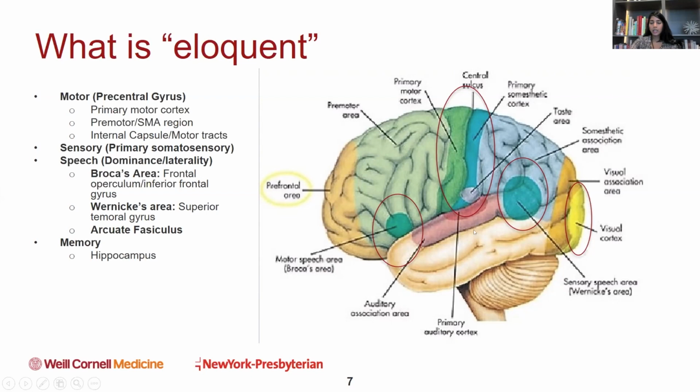So the first one is Broca's area. That's our motor speech area. This is located specifically in the frontal operculum. So this is in the inferior frontal gyrus. So it's the sort of bottom of the frontal lobe.